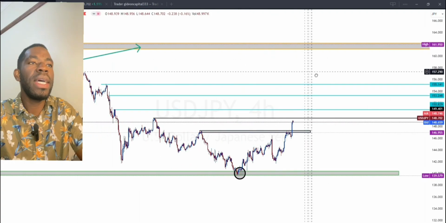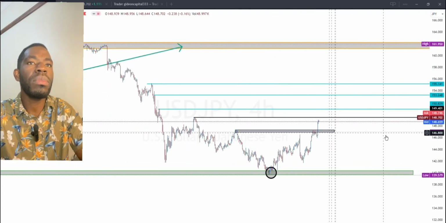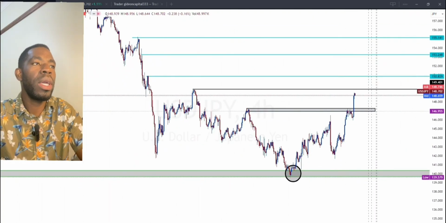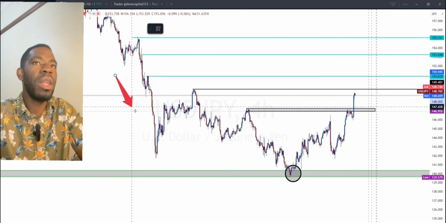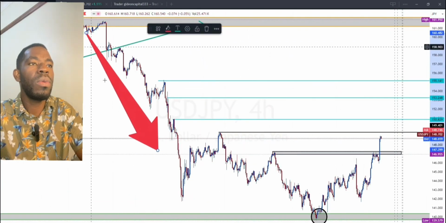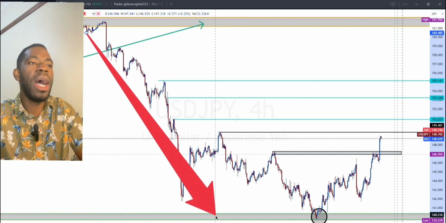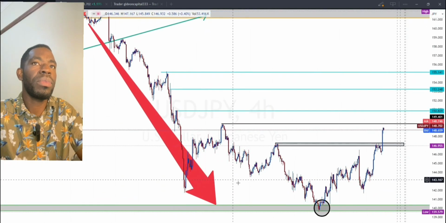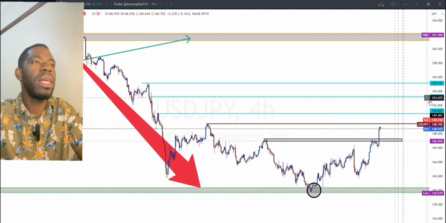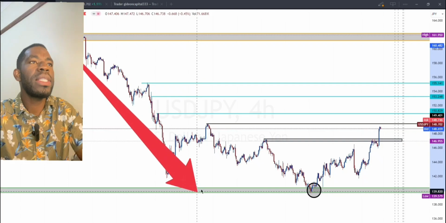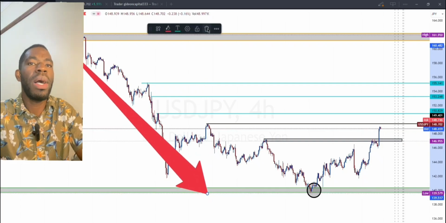When price started falling here, price fell all the way from over there to down here, indicating it was a downtrend. Previously it was going up, but then it reversed and started going down. So this is a downtrend that we are looking at here. But then when it got to support, the price started to change direction. The market started to change direction.